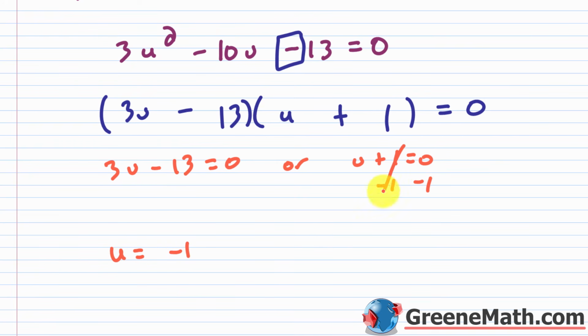You can just subtract 1 away from each side. For this one, we would add 13 to both sides of the equation. This would cancel, and you get 3u is equal to 13. Divide both sides by 3. This cancels, so u could also be 13 over 3.